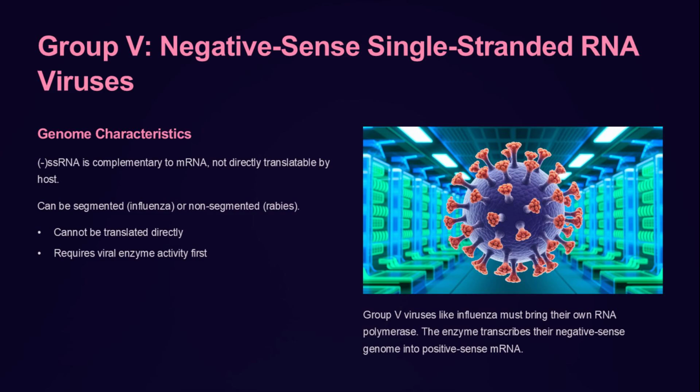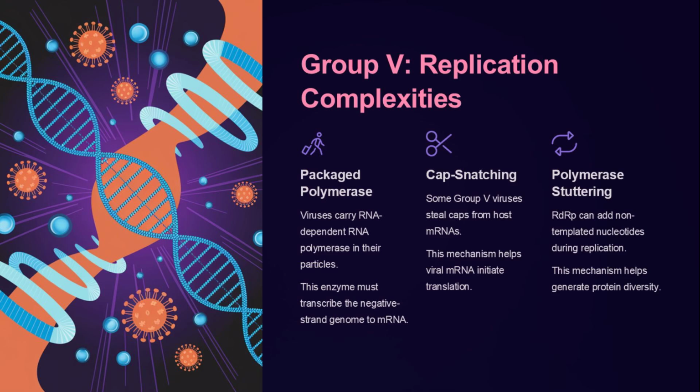The 3D model on the slide shows the segmented nature of the influenza virus genome and its surface proteins. The slide provides an overview of some key replication complexities found in group 5 viruses, which have negative strand RNA genomes. Viruses in this group carry their own RNA-dependent RNA polymerase, RdRp, enzyme within their viral particles. This allows them to transcribe their negative strand genome into mRNA.